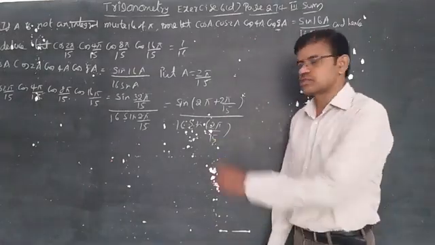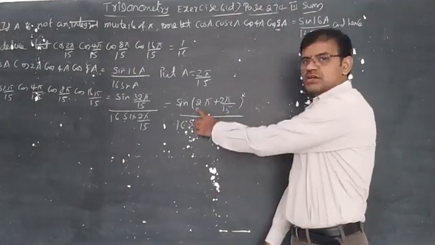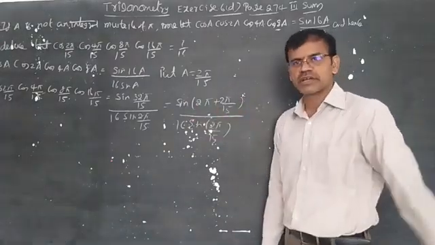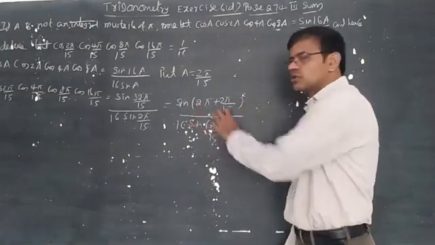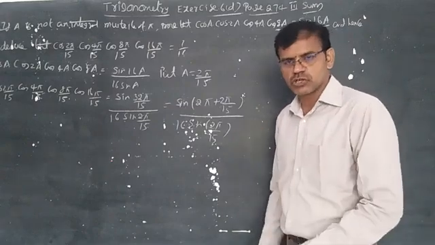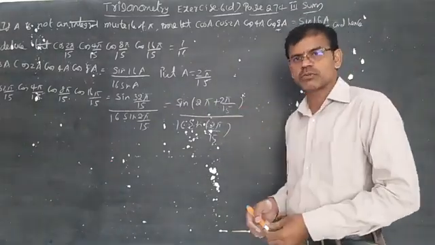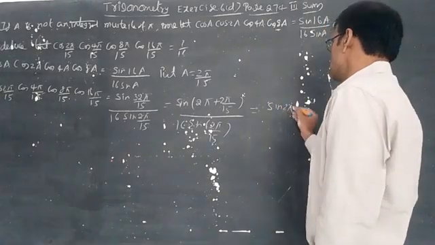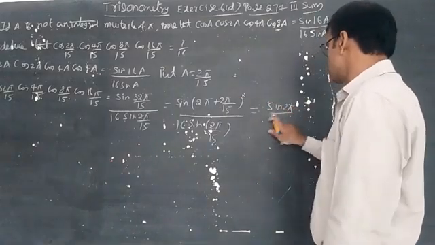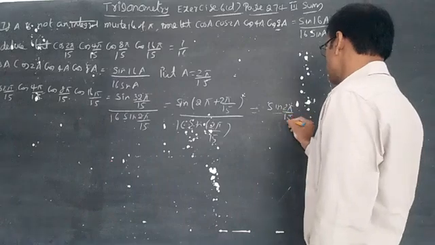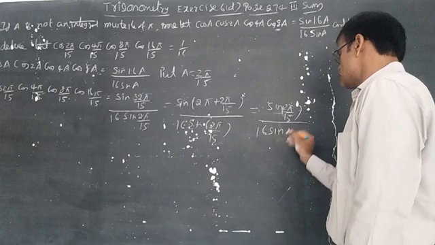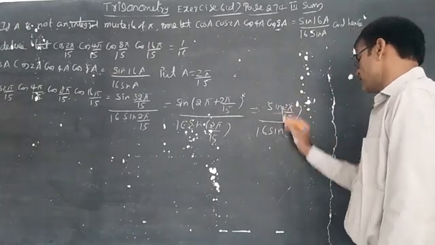If you are having any doubt, simply take LCM. 15 into 2 is 30, 30 plus 2 becomes 32 by 15. Simply you are converting like this. Because sin 2 pi is nothing but 0, sin of 0 plus 2 pi by 15 becomes, of course, sin 2 pi by 15. Sin 0 plus theta concept. So sin 2 pi by 15 by 16 into sin 2 pi by 15.